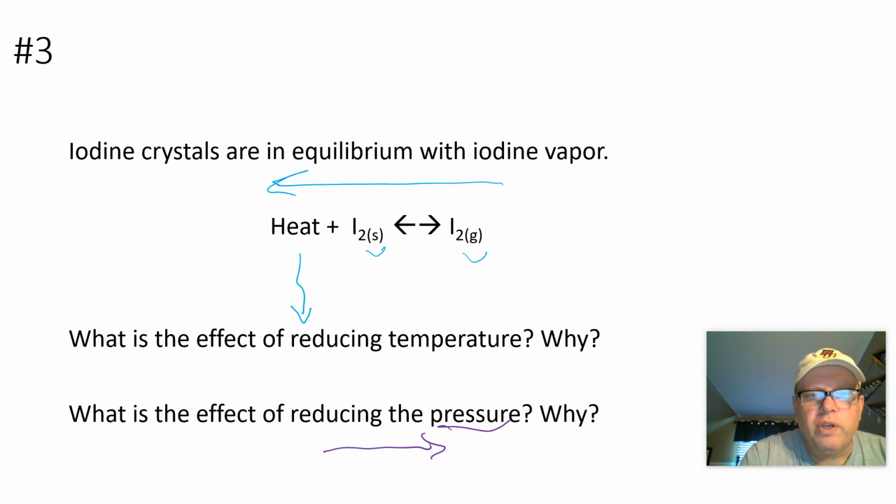If we're reducing the temperature, it's going to try to restore the temperature by shifting equilibrium towards the reactant side. If we're reducing the pressure, it's going to try to restore the pressure by pushing things towards the product side, which is the only side with a gas on it.